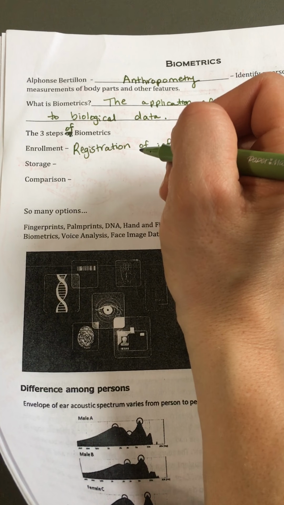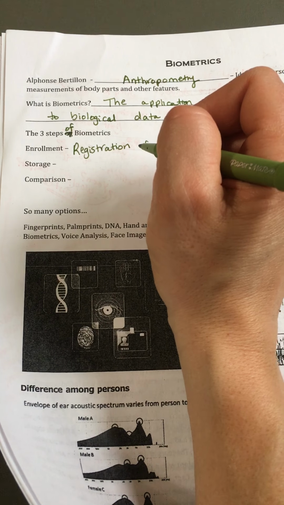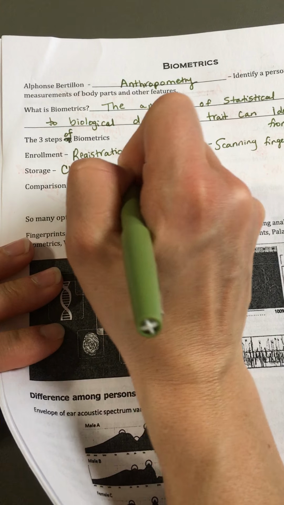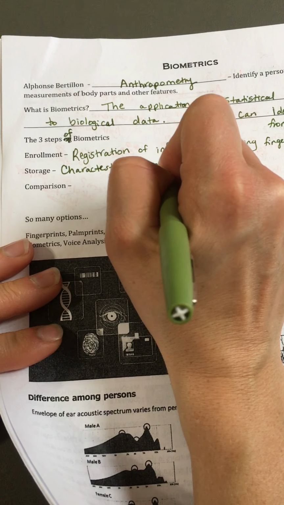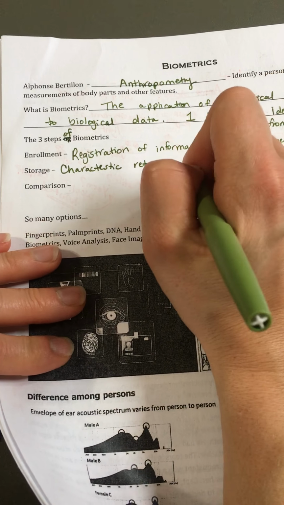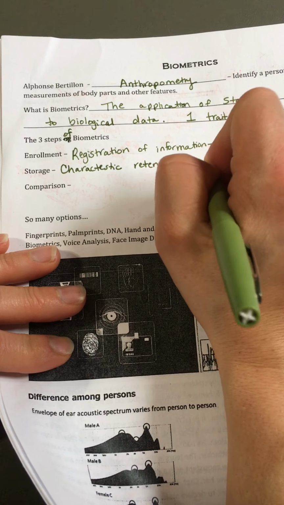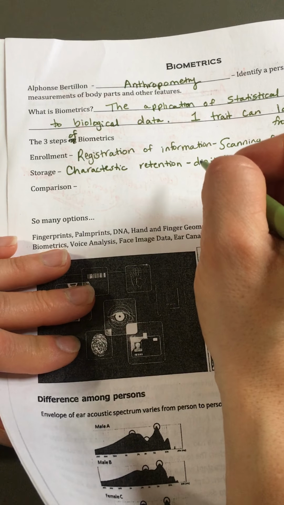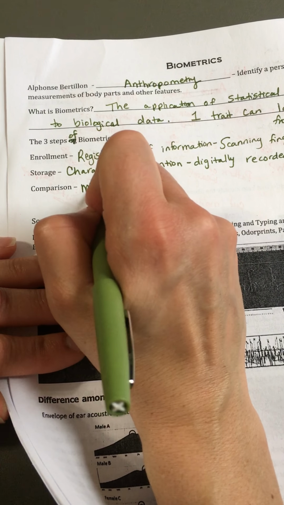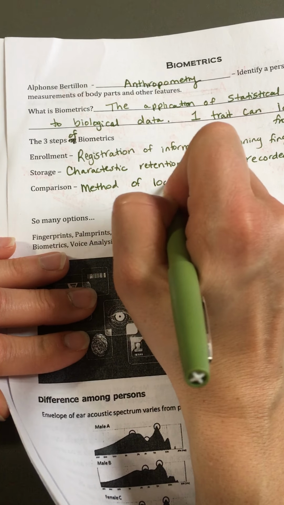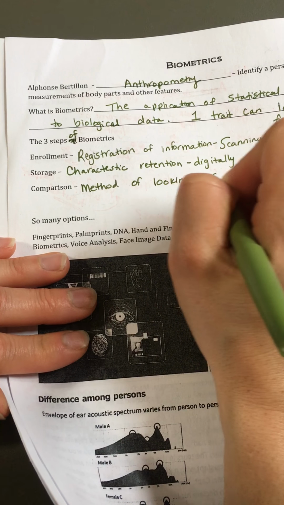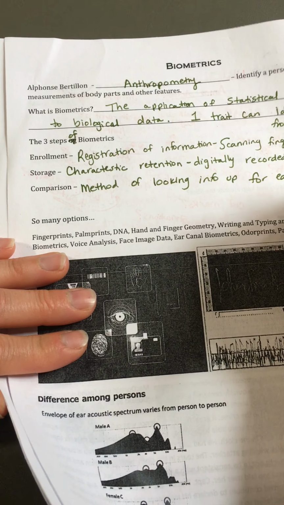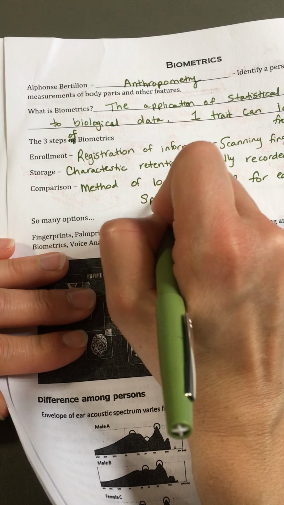All right, and then we need to do the storage of this biometrics, which would be something like the characteristic retention. And this would be digitally recorded. And then we would do comparison. So this would be the method of looking the information up for each individual. And the speed depends on simplicity.